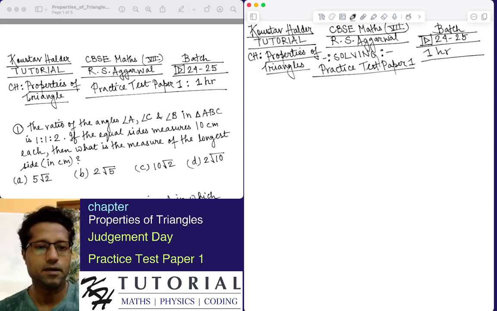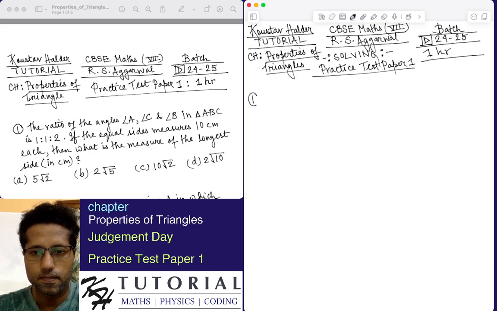ratio of the angles angle A, angle C, angle B in triangle ABC is 1:1:2. If the equal sides measure 10 centimeter each, then what is the measure of the longest side? Now, if the ratio of all the angles of a triangle is given, we can always find the values of the angles.